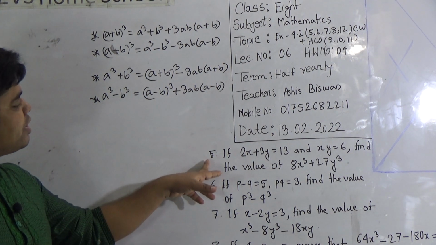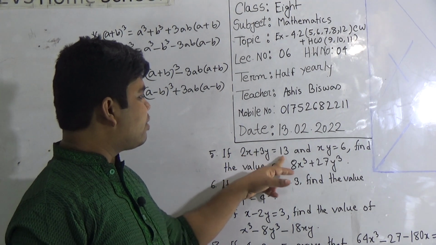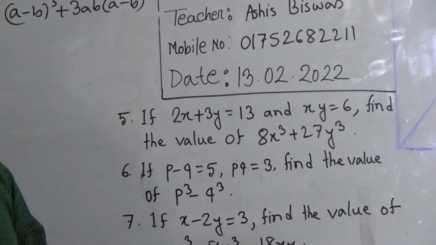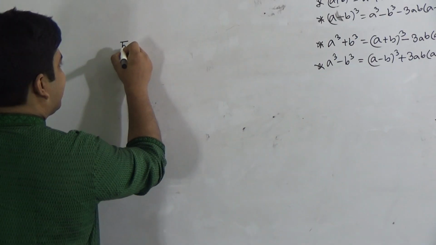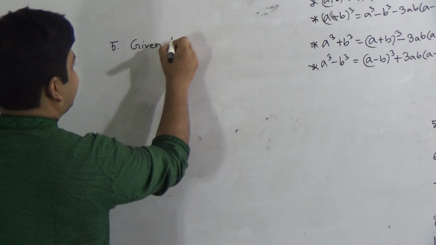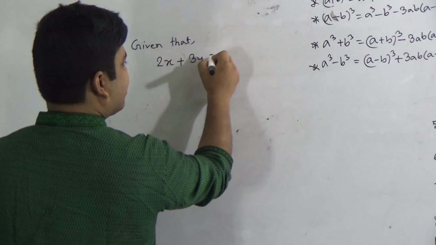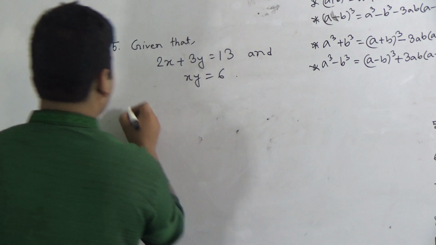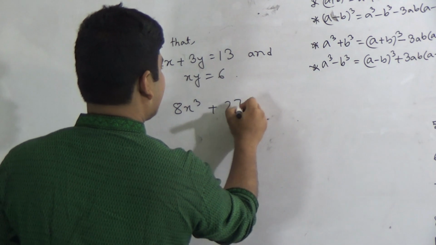Now first, question number 5. If 2x plus 3y equals 13 and xy equals 6, find the value of 8x cube plus 27y cube. My dear students, how can we find the answer to this question? First of all, we write the given: 2x plus 3y equals 13 and xy equals 6. Now the given expression is 8x cube plus 27y cube.